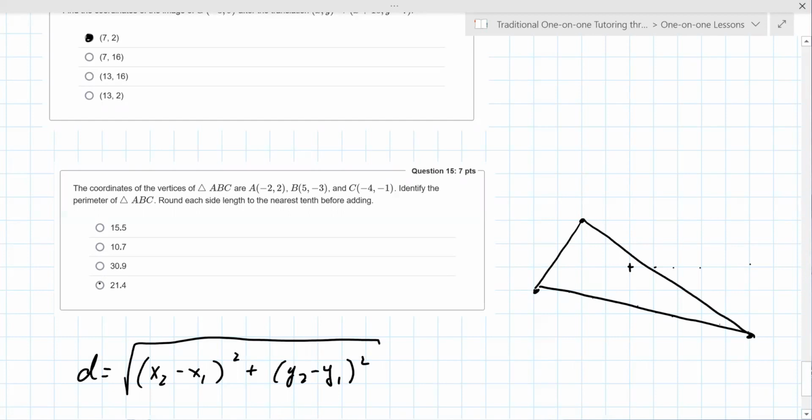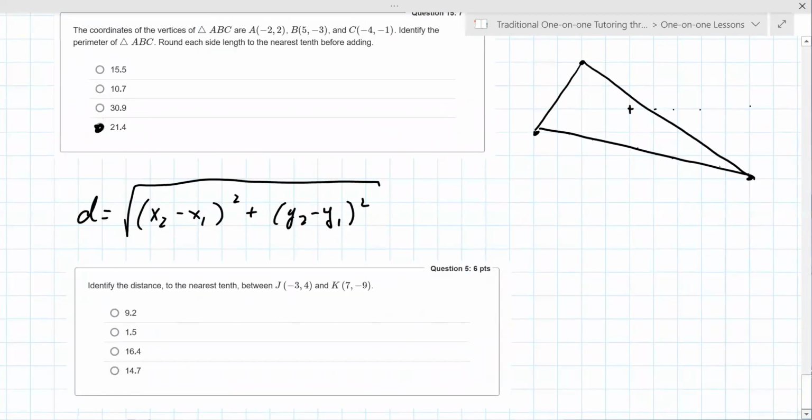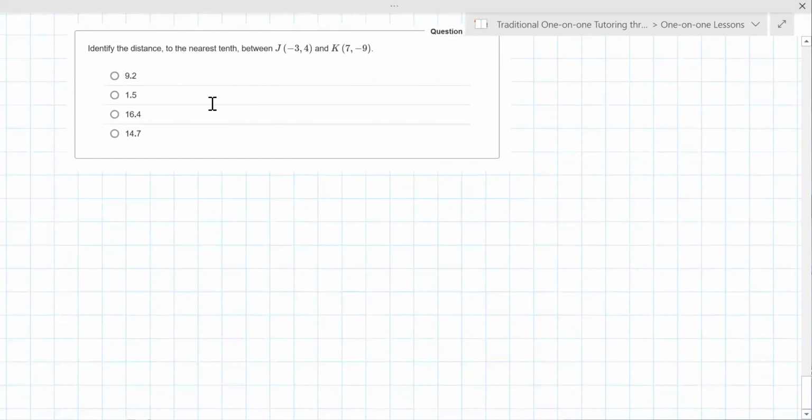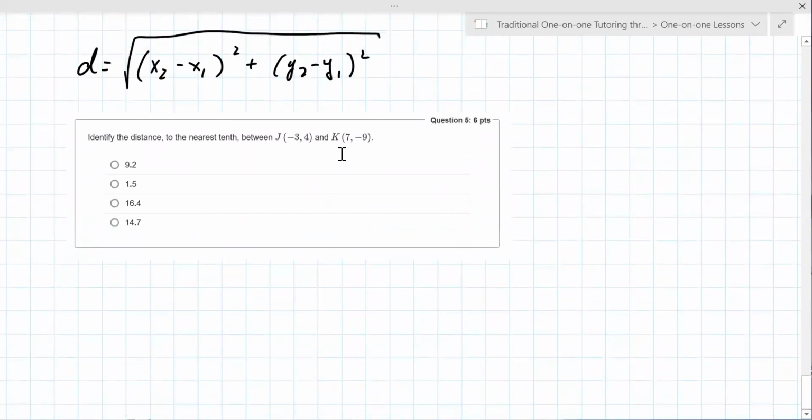21.4. Looks good to me. Okay, next one, and I think this is our last distance formula problem, and this is a little bit easier because it's only got the 2 points in there. But you're doing such a good job with those, might as well just have you do that one, knock it out right now. Okay.